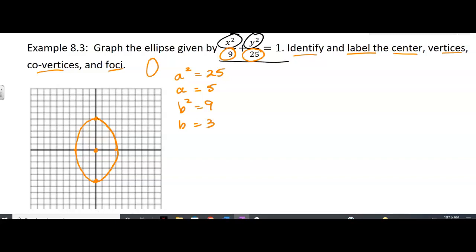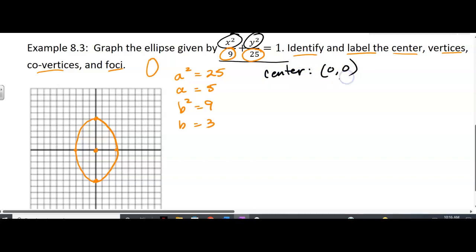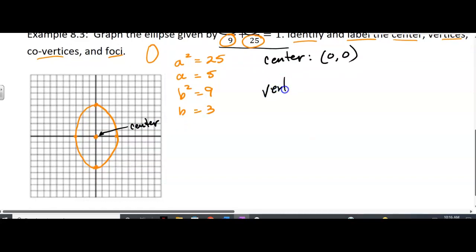Okay. So now it says identify and label the center. Okay, so here's what we're going to do. We're going to say center, 0, 0. And maybe we just have to draw an arrow. Center. Because it says to label them, so I'm not sure the best way to do that. The vertices are going to be here and here. So we could say vertex and vertex.